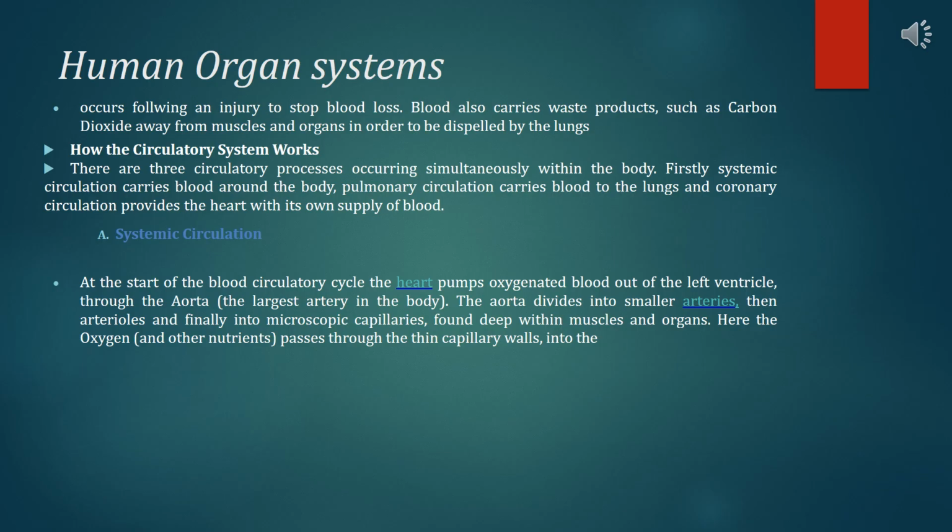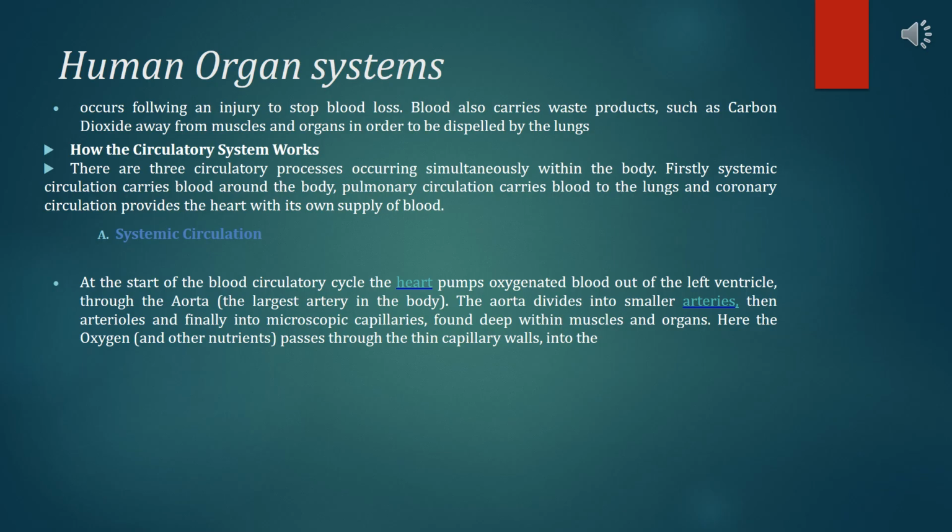There are three circulatory processes occurring simultaneously within the body. Firstly, systemic circulation carries blood around the body. Pulmonary circulation carries blood to the lungs, and coronary circulation provides the heart with its own supply of blood. Systemic circulation. At the start of the blood circulatory cycle, the heart pumps oxygenated blood out of the left ventricle through the aorta, the largest artery in the body.